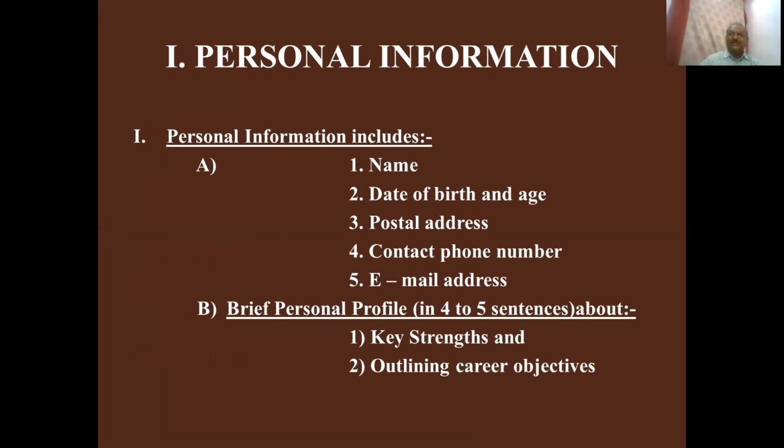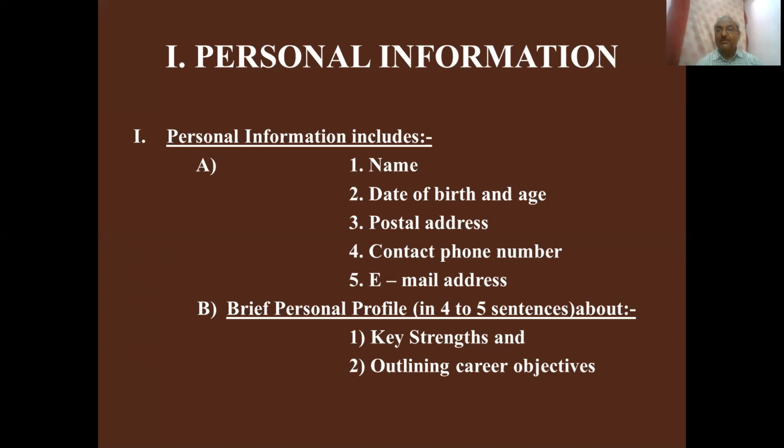So what is there in personal information? In the case of chronological CV, personal information comes in the very beginning. In the same way, here in the functional CV, you are going to have personal information in the very beginning, the first item of this functional CV. Here also you find the personal information, but it differs from the chronological CV personal information.